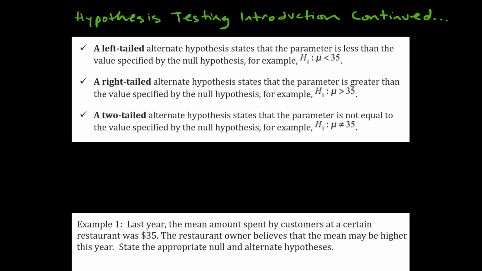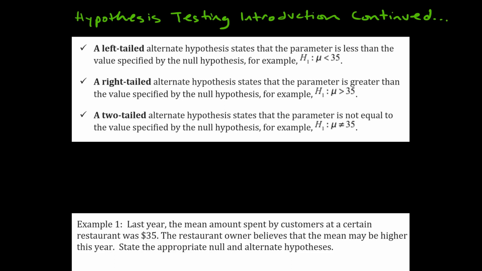Let's continue talking about vocabulary and notation in this video, and that will hopefully finish setting the stage for solving some examples in the next one. Now, if we go back to the previous video, we saw that whenever we do a hypothesis test, we have two hypotheses. We have a null hypothesis, and we have an alternate hypothesis.